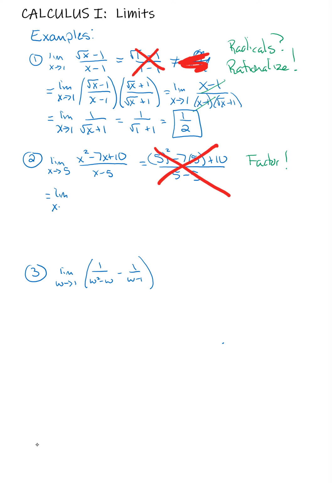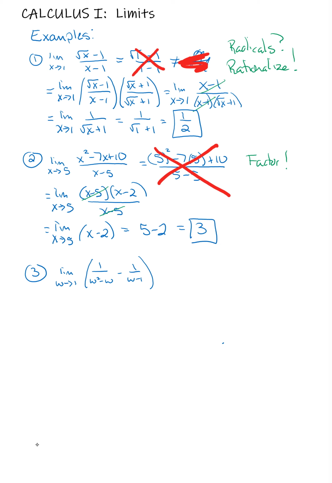So, the numerator factors to x minus 5 times x minus 2. The denominator does not factor. I'll leave it as is. However, that's okay. I notice those x minus 5s reduce. Oh, isn't this lovely? We end up with the limit as x approaches 5 of x minus 2. Because that's polynomial, I can simply replace that x with a 5. We get 5 minus 2, which is 3. Oh, wasn't that one nice? All right, we've got one more.